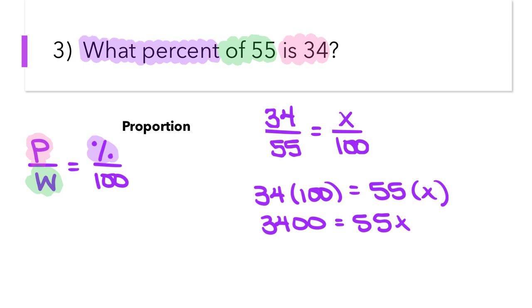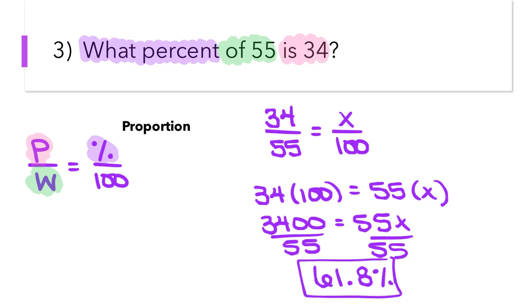Okay, so since you multiply 55 with x to get 3,400, you divide by 55 to get x. Very good. And what is our missing amount rounded to the nearest tenths place? 61.8%. Very good. Can percent be repeating? Yes, our percent can be repeating. But this is also a rounding. It's telling us to round.